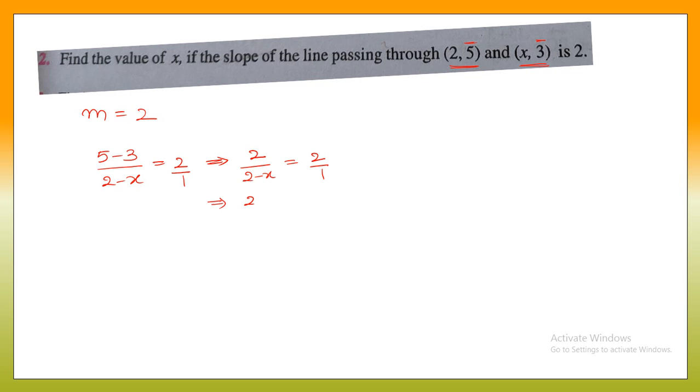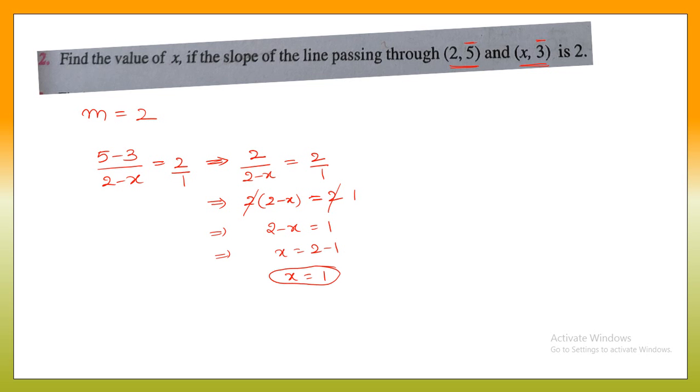So when I do cross multiplication, 2 times of 2 minus x is equal to 2. Now since 2 is a common factor here, I can cancel it one time. Now from this, what am I going to get? 2 minus x is equal to 1. So from this, x is equal to 2 minus 1, so x is equal to 1. So the value of x is 1 here. So the value of x is 1, right?